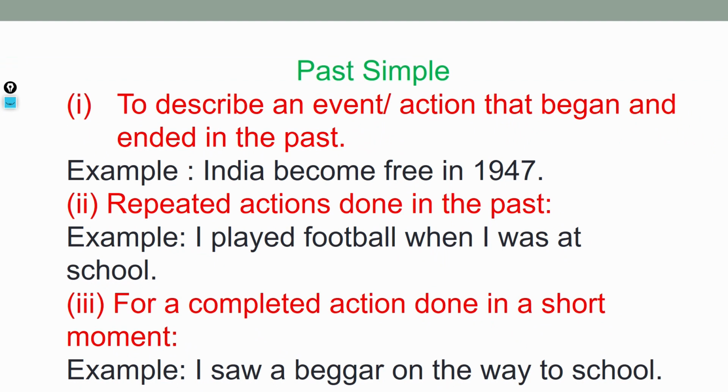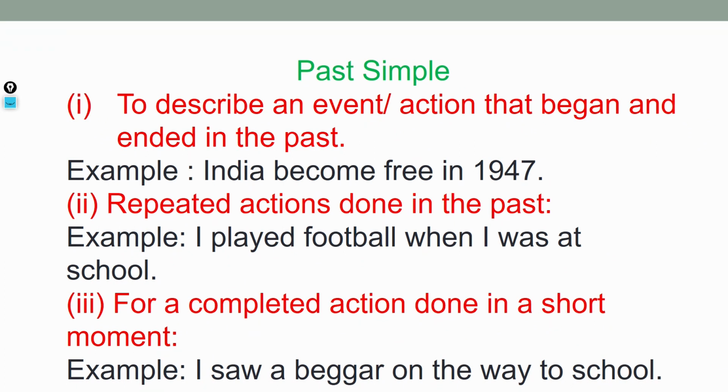What is a repeated action? For example, I played football when I was at school. It is a repeated action of the past. In the past I was doing the same thing, but right now I am not doing it. So, in case of a repeated action, we will use the past simple. The example is, I played football when I was at school.